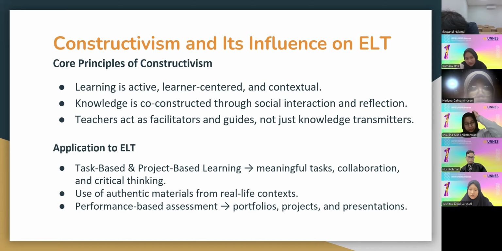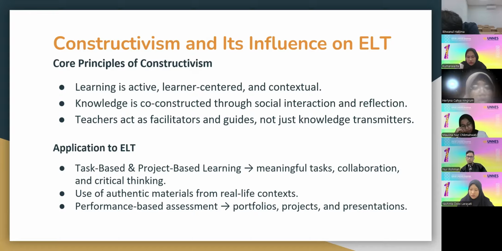Next, there is constructivism and its influence on ELT. Constructivism views learning as an active, contextualized, and socially mediated process where learners construct meaning through interaction, reflection, and negotiation. Knowledge is not transmitted but constructed collaboratively within authentic contexts. Teachers shift from being a source of knowledge to facilitators, mediators, and co-learners, creating an environment that promotes discovery and personal engagement with content.